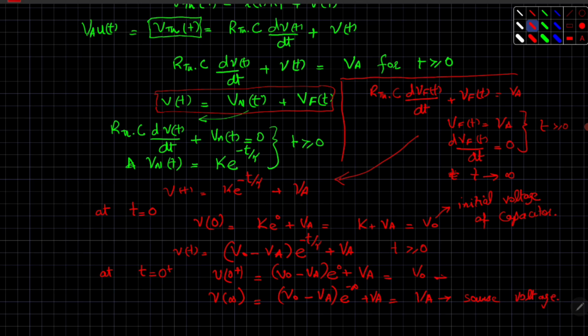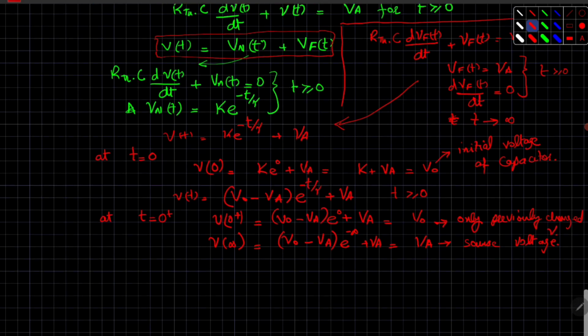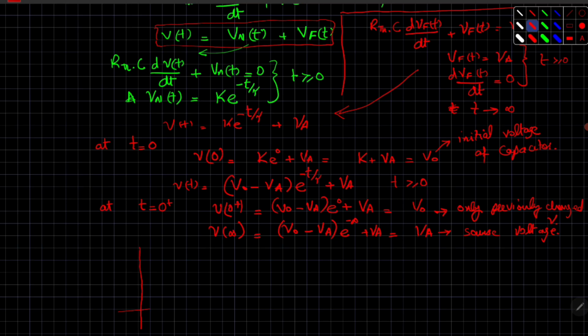And just at switching, your capacitor will have only the previously charged voltage. Okay, now let's redraw this graph. So this graph is very interesting. Now here we have time. This is 1 tau, this is 2 tau, this is 3 tau, 4 tau, and 5 tau.